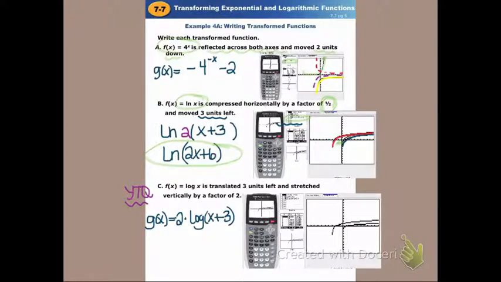And you can see that the graph does depict that stretch vertically by 2. You can see that the new graph here is a little bit further away from the x-axis. It's been stretched vertically, and then of course it's been moved 3 units to the left, so you can see that slide going this way, 3 units to the left.